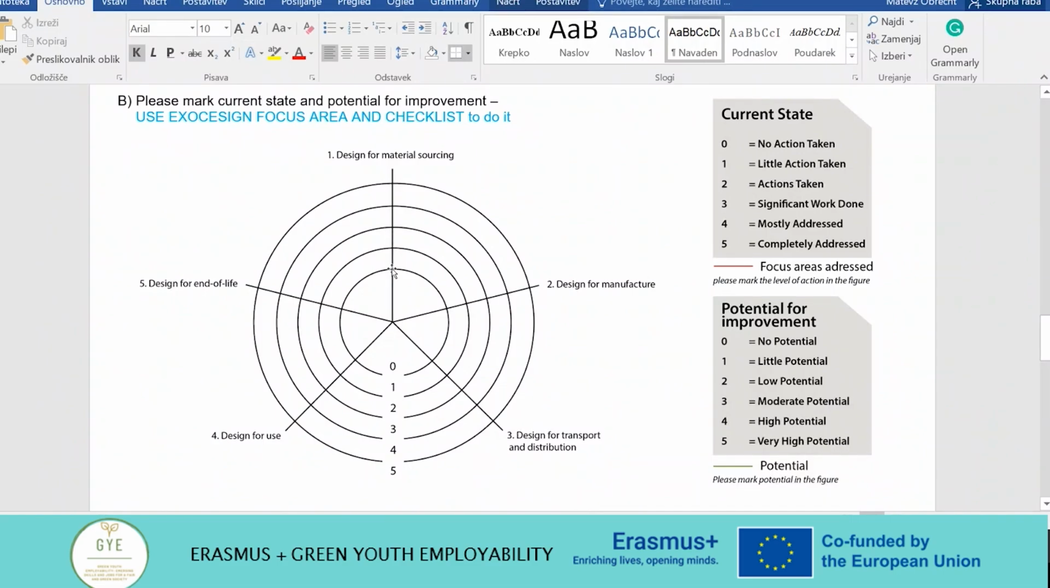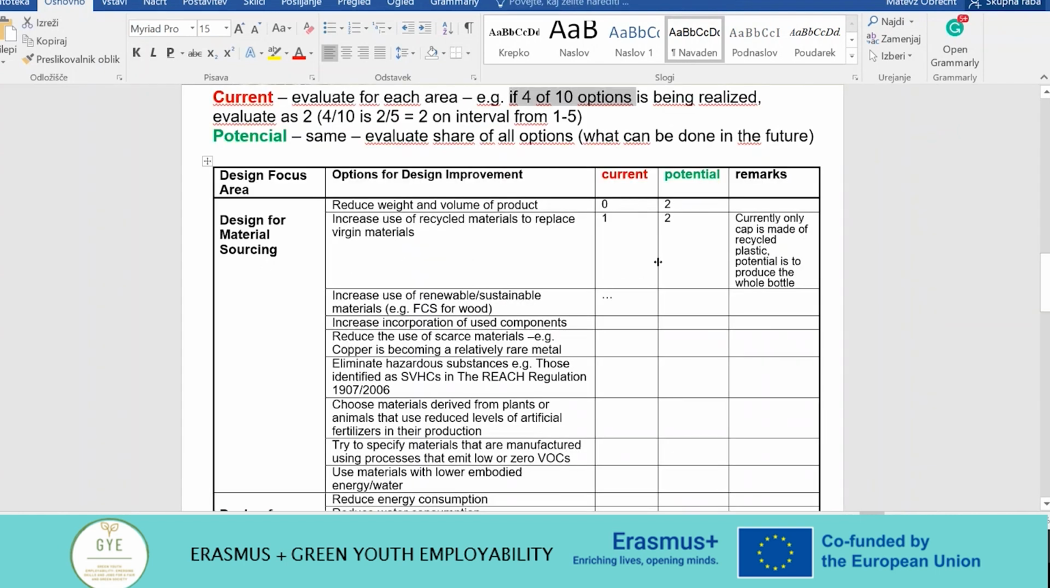This is 0, here in the middle. This is 1 and 2. So you make a dot in this point. And that's the way you do it. If you have, say, 8 of 10 options being realized, then you give the value 4. If 10 of 10 are being realized, then you give the value 5, for example.